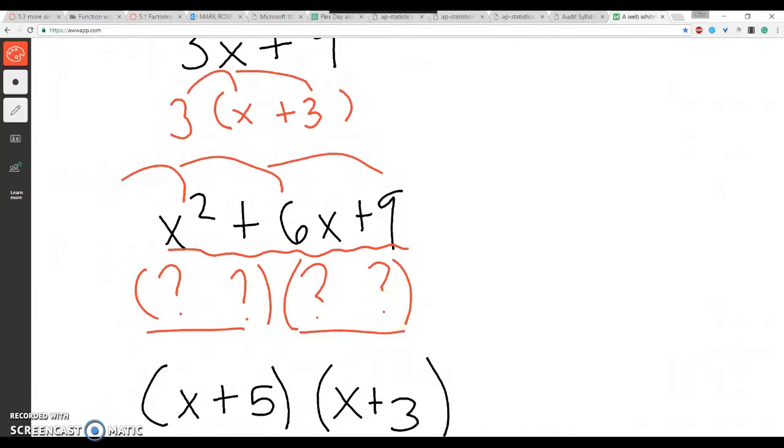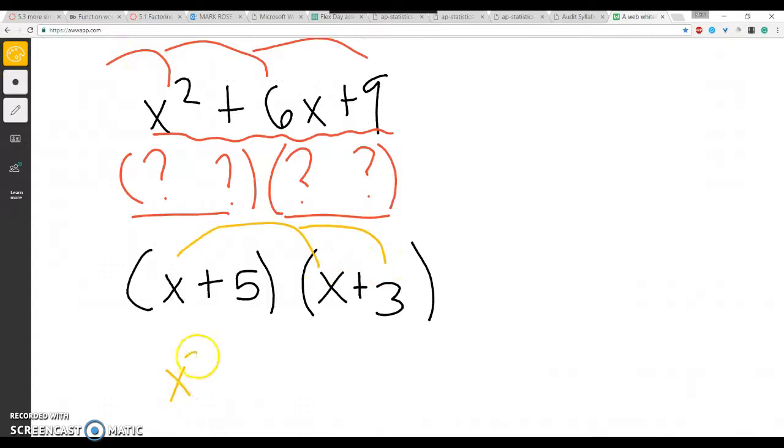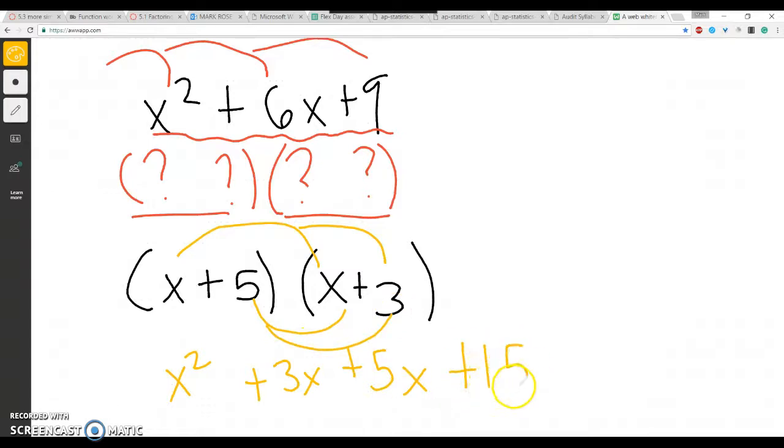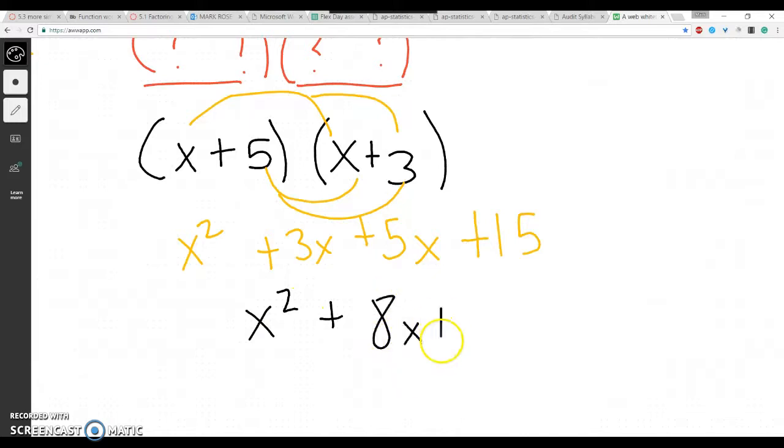So that's what we're going to try to learn today how to do, and we're going to look for some patterns. So I'm going to look at binomials, distribute them, and see if we can notice any patterns. So let's distribute this one. So I get x squared plus 3x plus 5x plus 15. Well, that will give me x squared plus 8x plus 15.